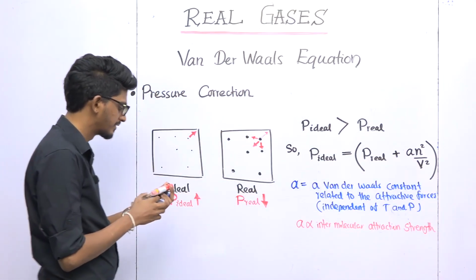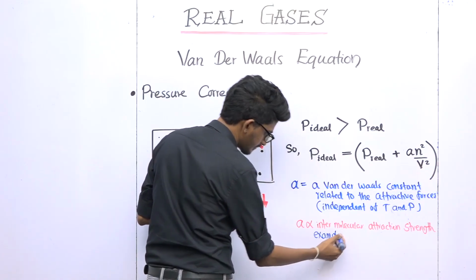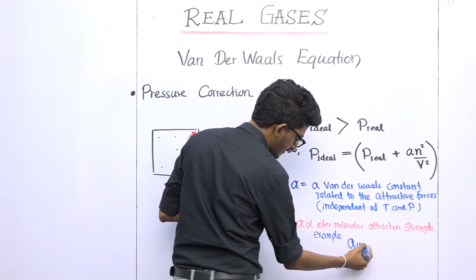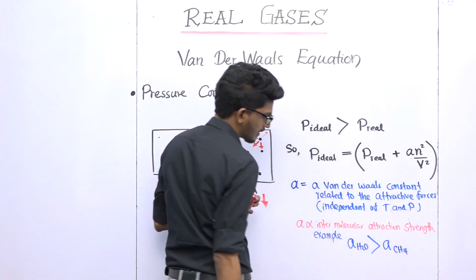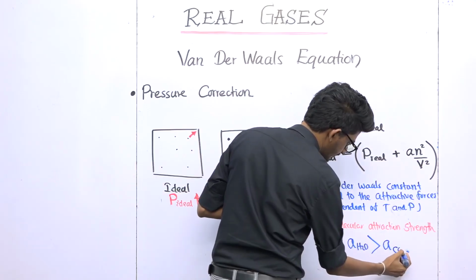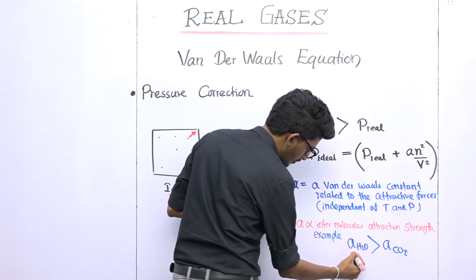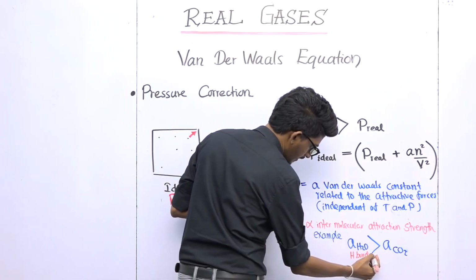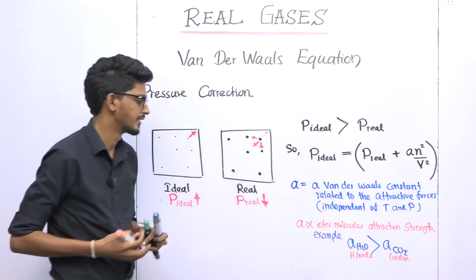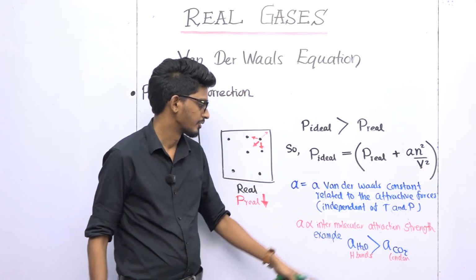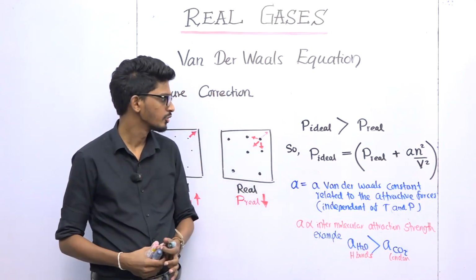Right? If you need an example, the A value of H2O is greater than the A value of, let's say, CO2. So among H2O molecules, hydrogen bonds are there. Among CO2 molecules there are London forces. So you clearly know that hydrogen bonds are stronger than London forces, right? And the attractive forces are greater, so the A value will be greater. That is very understood.